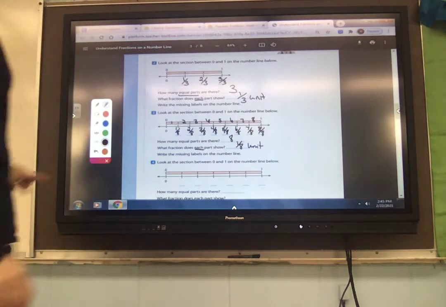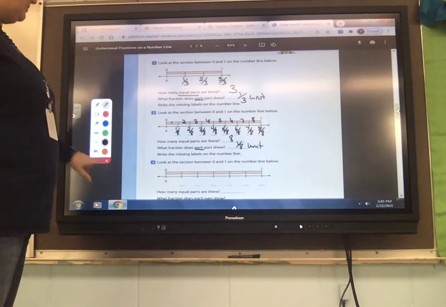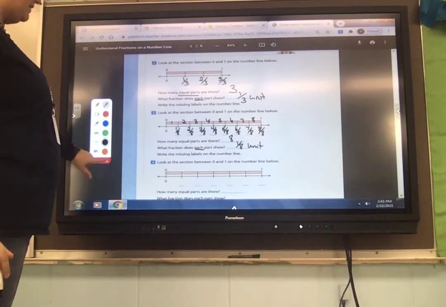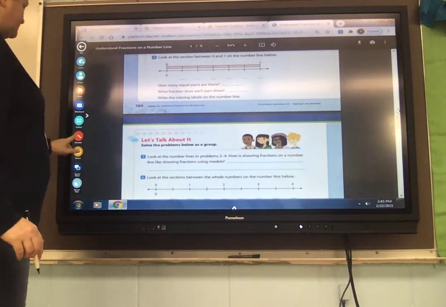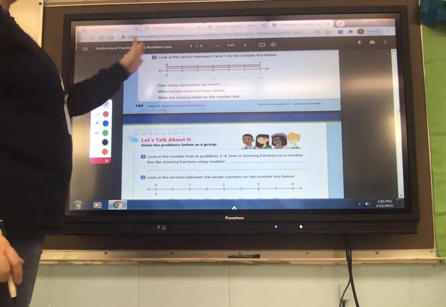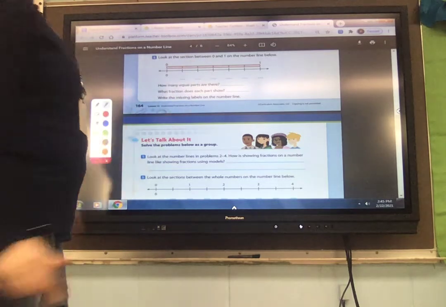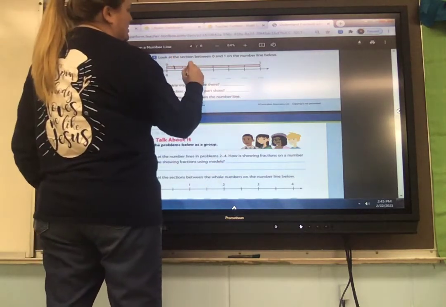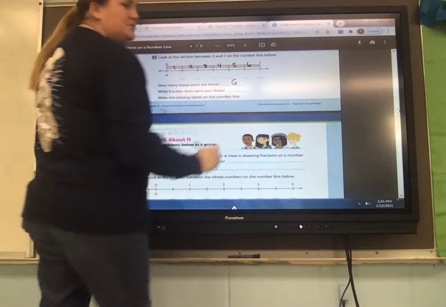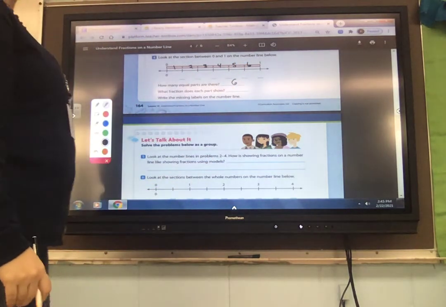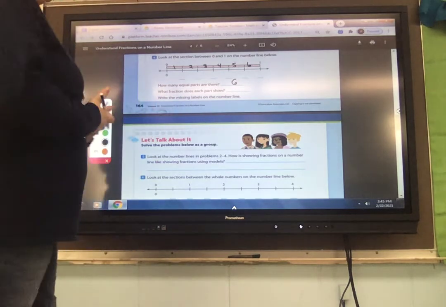All right, number 4. I'm going to have to erase this, so I hope you've gotten that. If not, go back and rewind it and look back at it. Number 4, same thing. How many equal parts? Let's count our equal parts. 1, 2, 3, 4, 5, 6. So that tells me my denominator is going to be 6 because I have 6 equal parts.